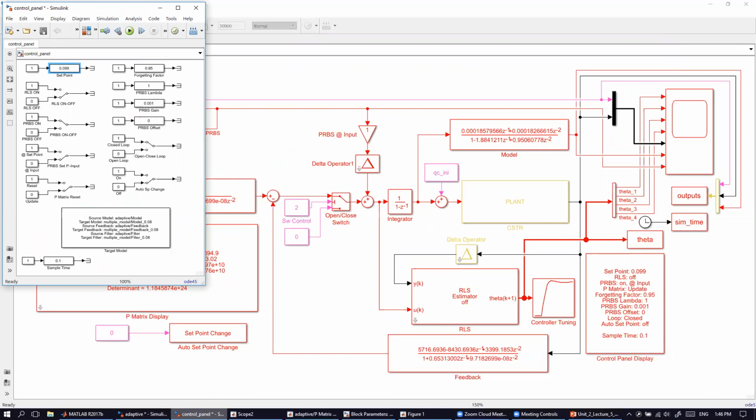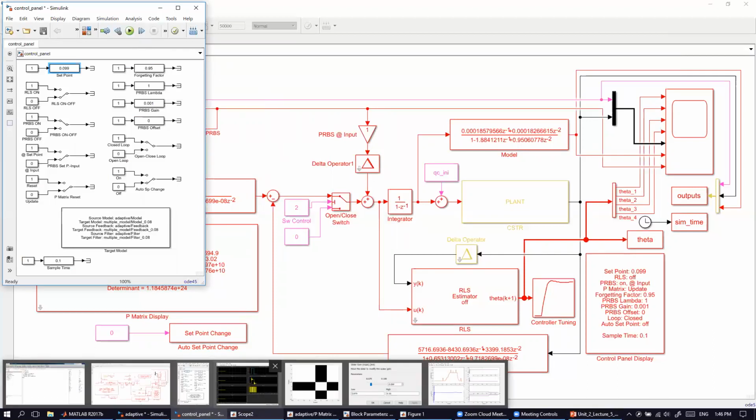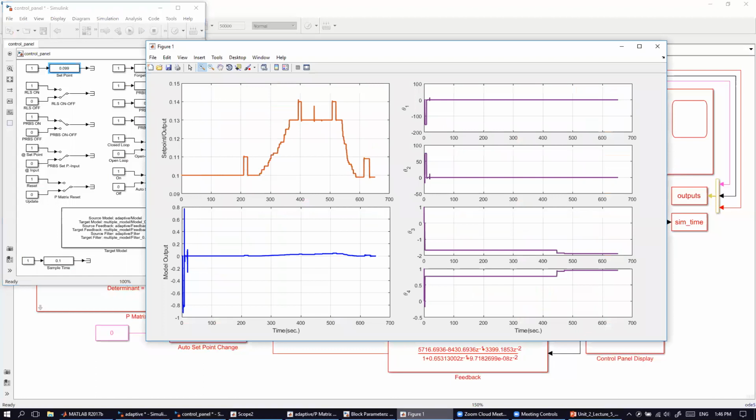Okay, is there something else I wanted to say before that? Yes, okay, the forgetting factor lambda, you see it is here and it's set to 0.95. Okay, let's take a look here.